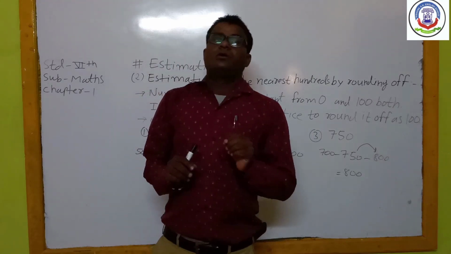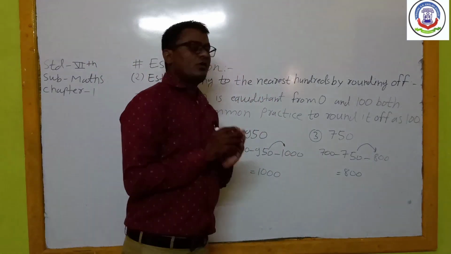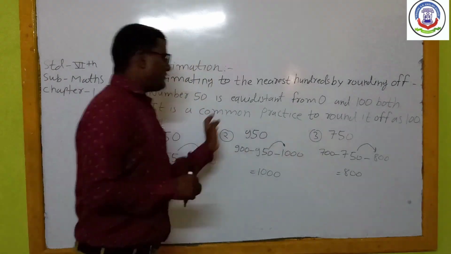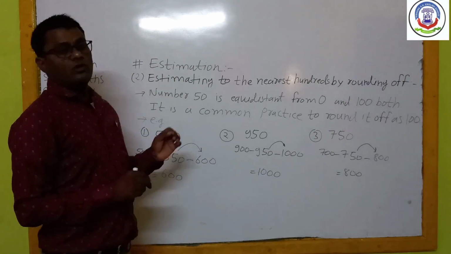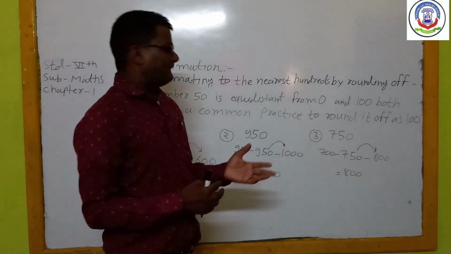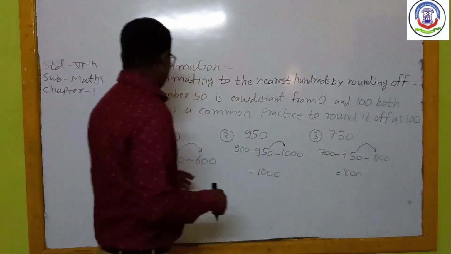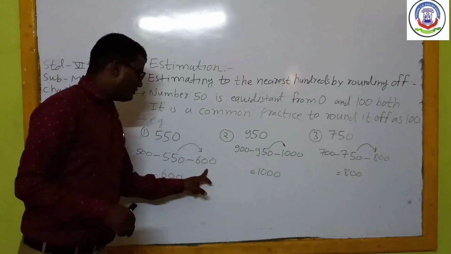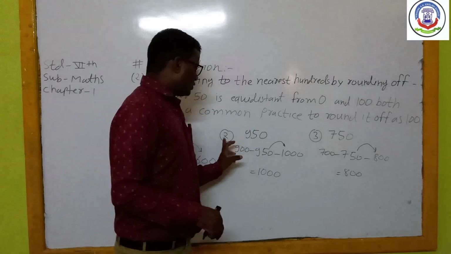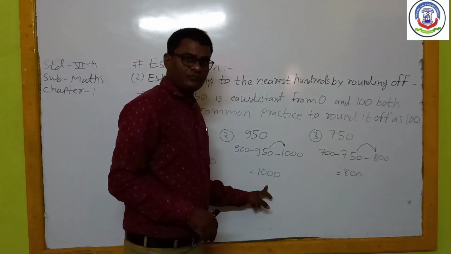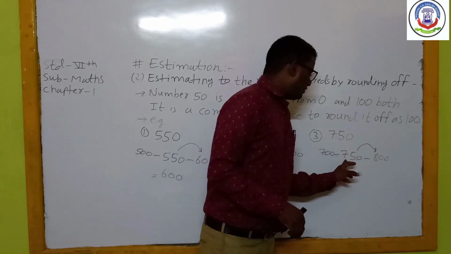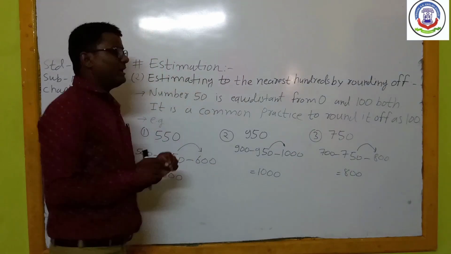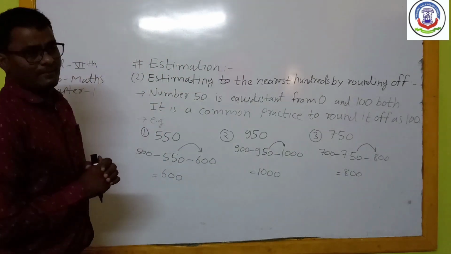Students, you have to clearly remember that when we round off such type of numbers, we have to round them up to the maximum number. Okay, in question 1, 600 is the maximum from 500, so we round it off as 600. In question 2, we round it off as 1000. Okay, in question 3, we rounded 750 up to 800. You have to remember these things clearly. Thank you.